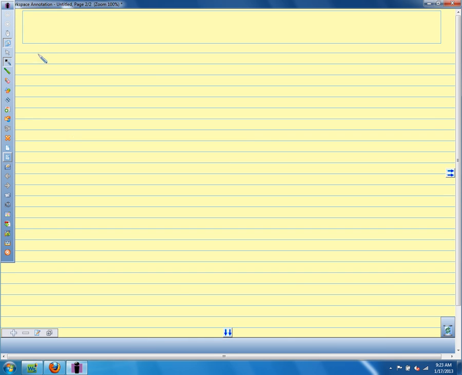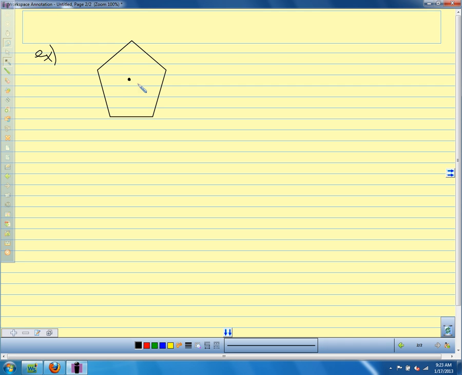Okay, so a couple of examples. For this one, we'll start out nice and easy. We have a pentagon, and I'll draw in the apothem. And this is 8 centimeters. It's supposed to be an M. And this is 12 centimeters. And we want to find the area.